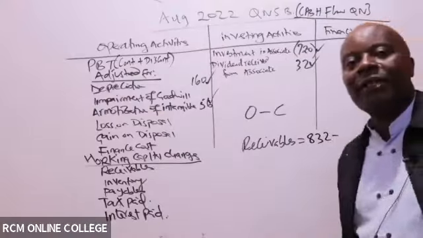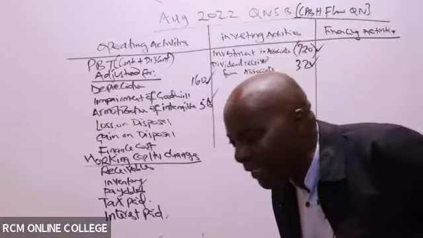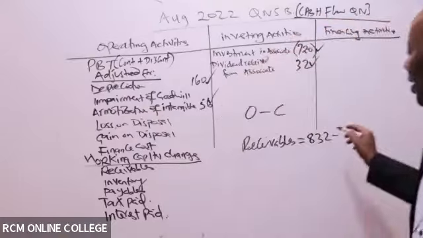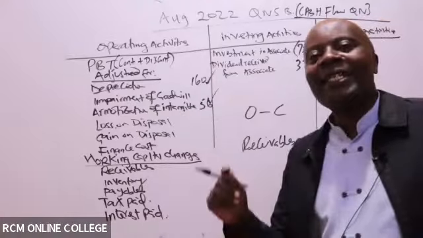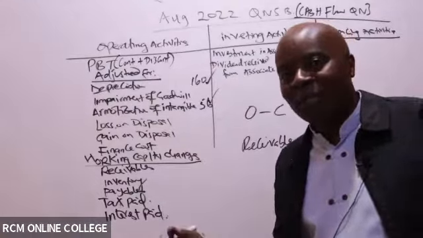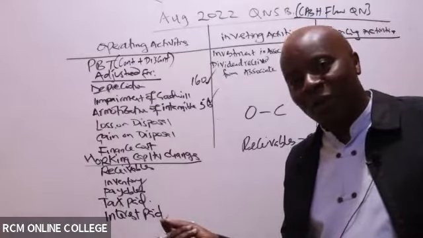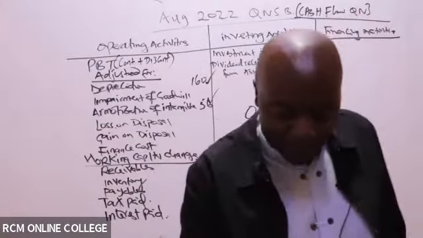Minus, in this case, ladies and gentlemen, the closing receivables. Are you able to see the closing receivables? Closing is 920. Then you ask yourself, remember this time round we had a subsidiary that was disposed. This subsidiary that was disposed went with all its receivables. Go to this note on the subsidiary that was disposed.